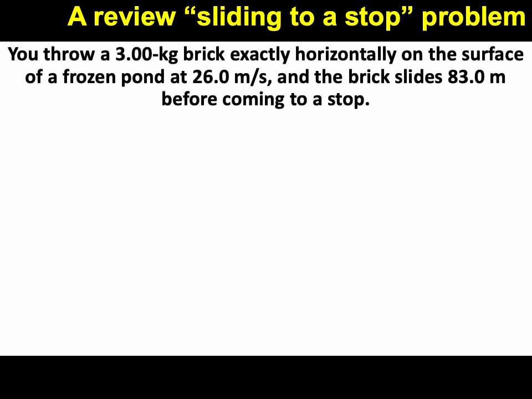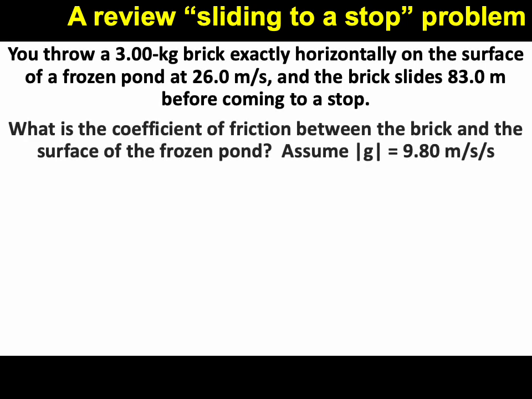So it's another brick. It's a little smaller, 3 kilograms. And you give it a good horizontal chuck. And it starts to slide across the frozen pond. At the moment that it makes contact with the pond, it is traveling quite fast, 26 meters per second. That's getting close to 60 miles an hour.